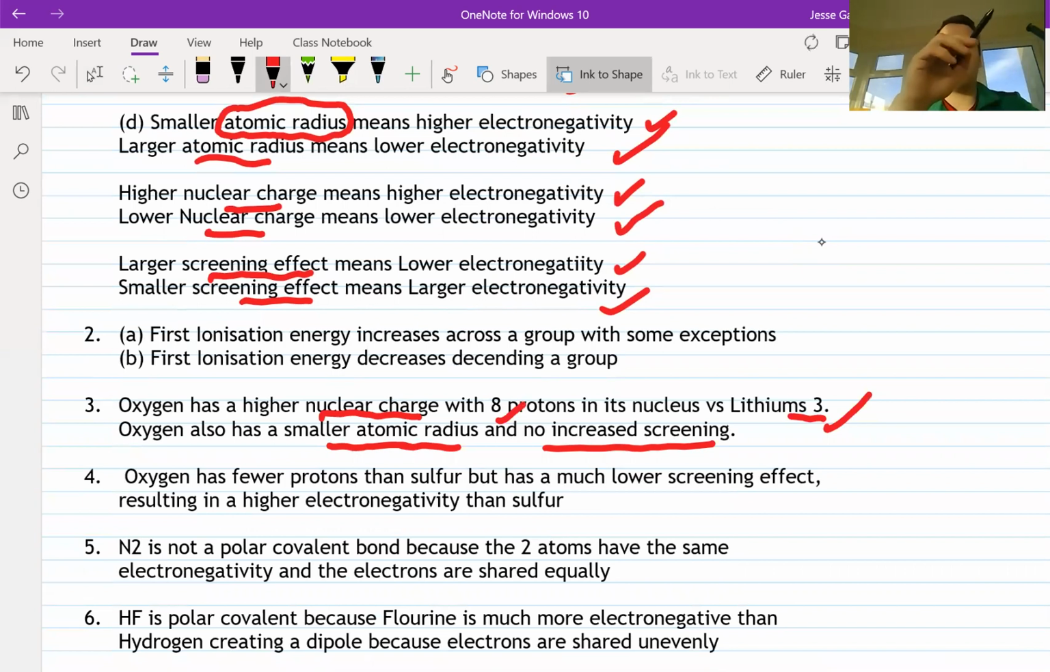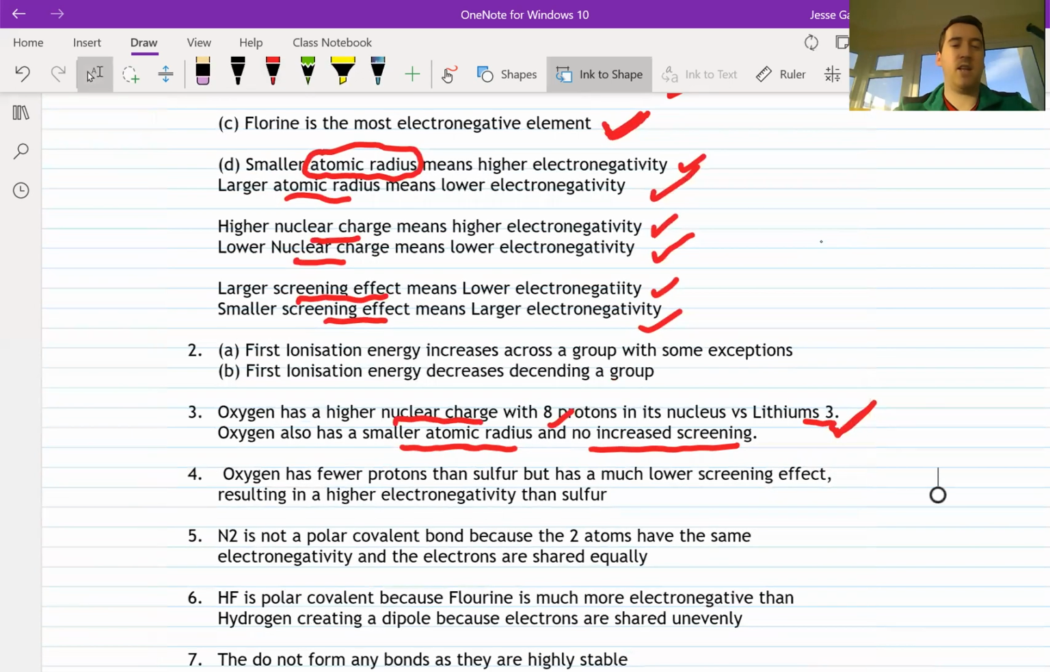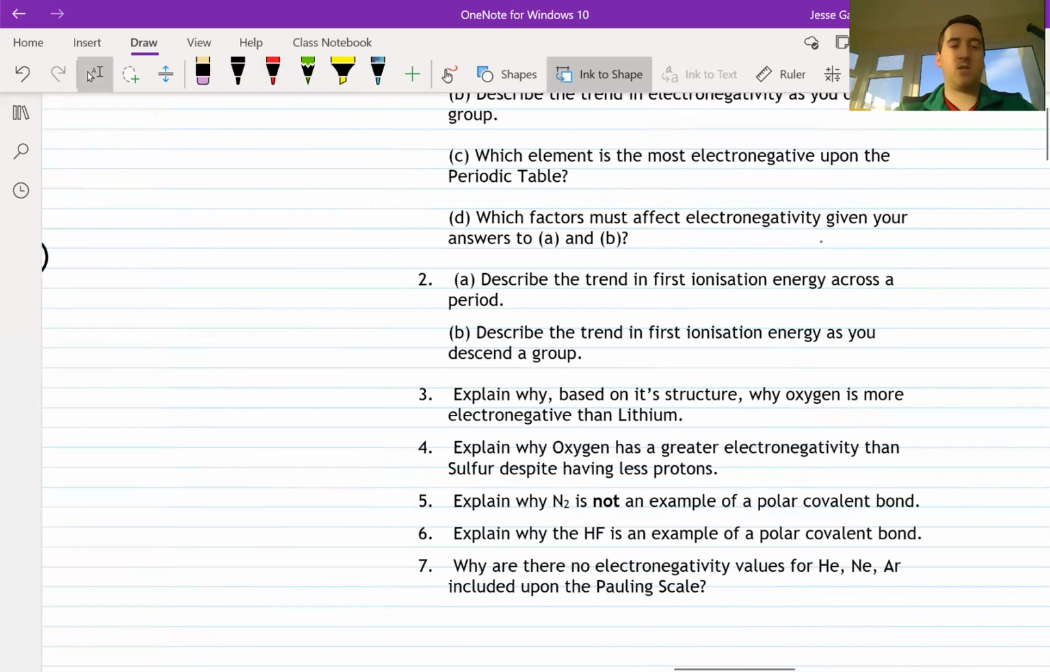We know this because we're moving from left to right across the periodic table, and the atomic radius is decreasing; the atom is getting smaller. So they're in the same period, oxygen and lithium, and oxygen is further to the right, which means that it is a smaller atom, and there is no increased screening. We have not added any extra shells of electrons. So that is a good explanation accounting for why oxygen has a higher electronegativity than lithium. What about this one?